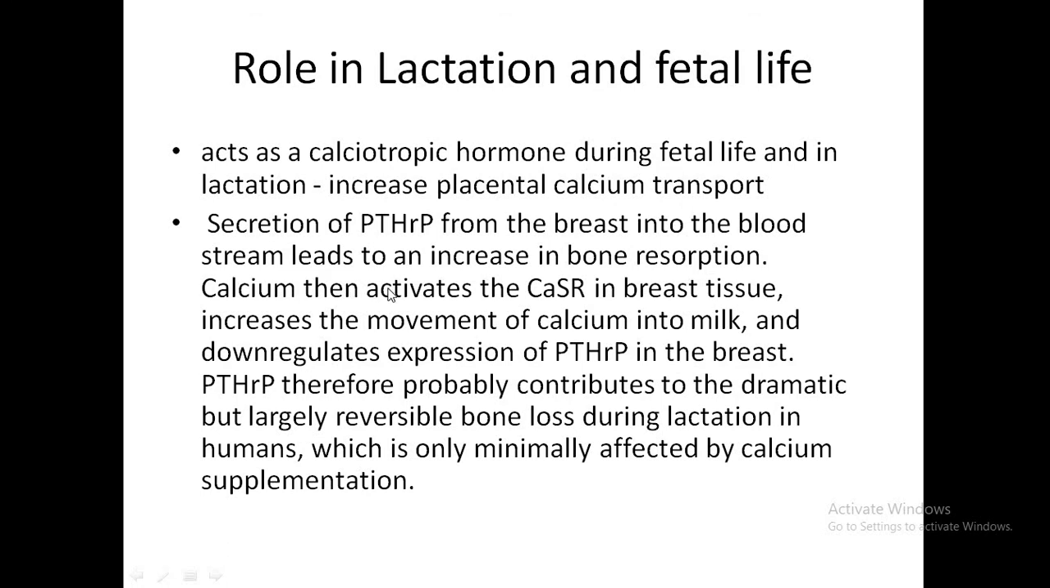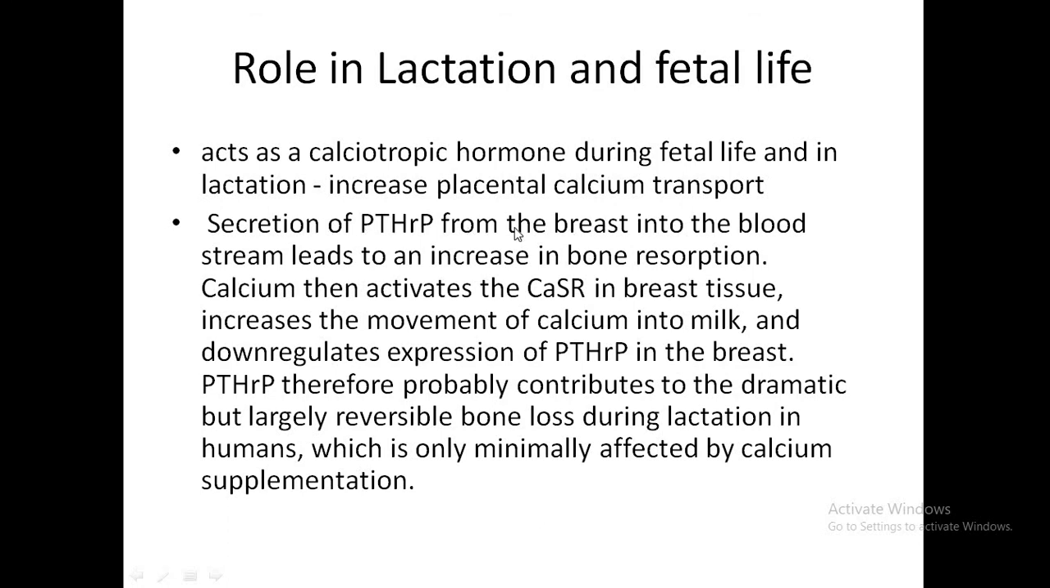And calcium then activates the CASR in the breast. So why do you need the increased calcium here due to the PTHrP? Because this calcium will activate the CASR in the breast tissue, and there is increased movement of calcium into milk, and then this calcium will auto downregulate the expression of PTHrP in the breast. So it acts like a closed loop.